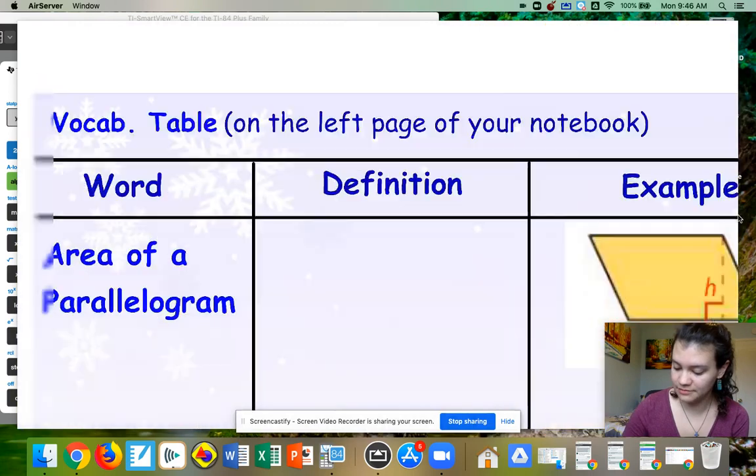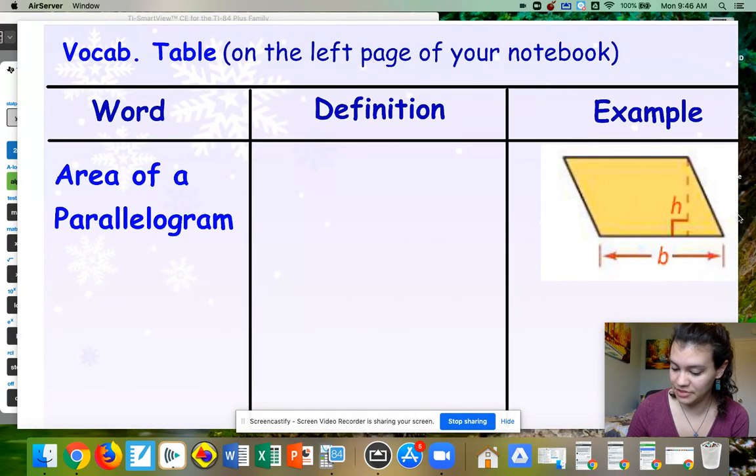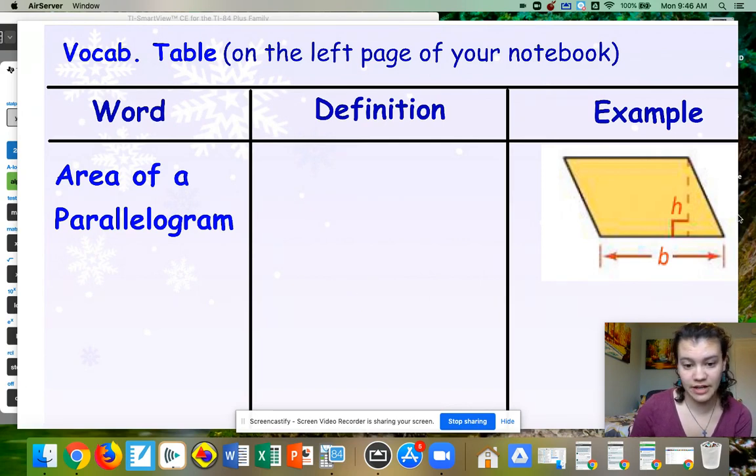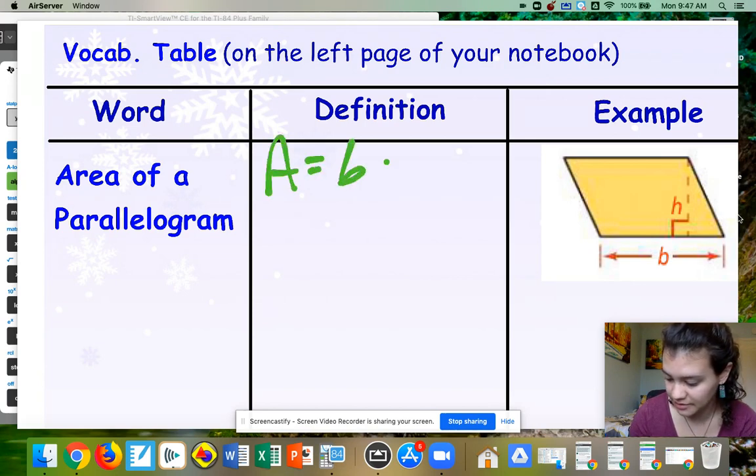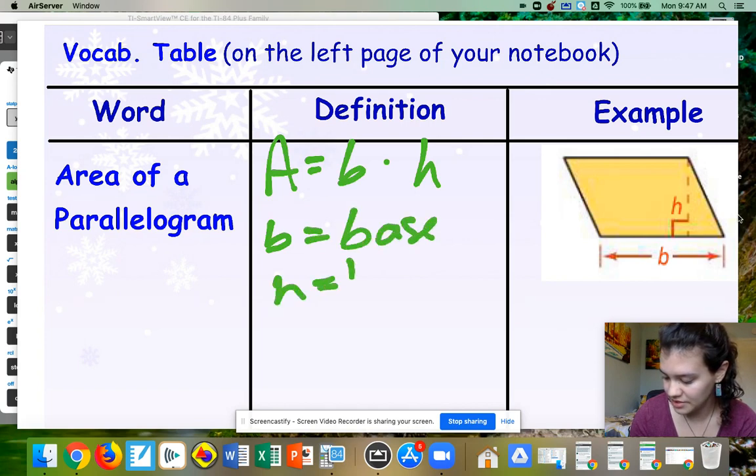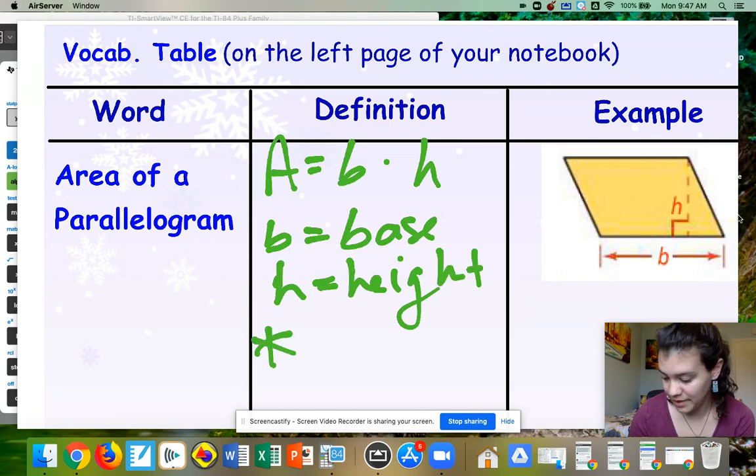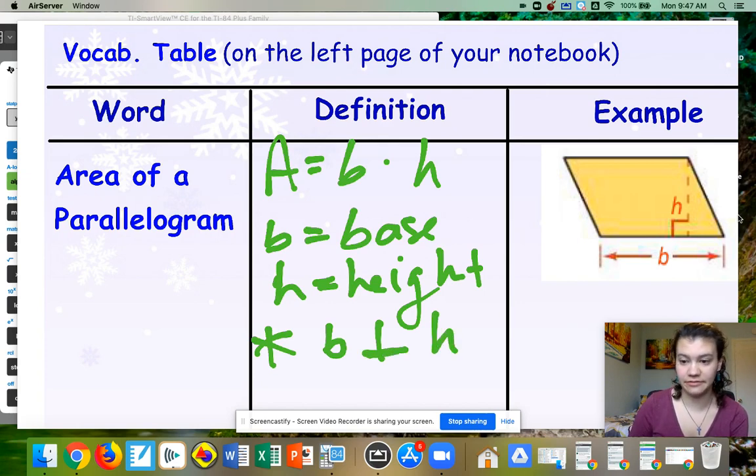If we keep going down, area of a parallelogram is our next one. So here the area of a parallelogram is going to be the same as the area of a rectangle, except your base has to be perpendicular to your height. So our formula is still base times height. B is your base, H is your height. But then the important thing here is your base has to be perpendicular to your height. So no matter what, you can't have like this side and this side to get your area. That won't work. It has to be a perpendicular height, so it's going to look like an altitude.